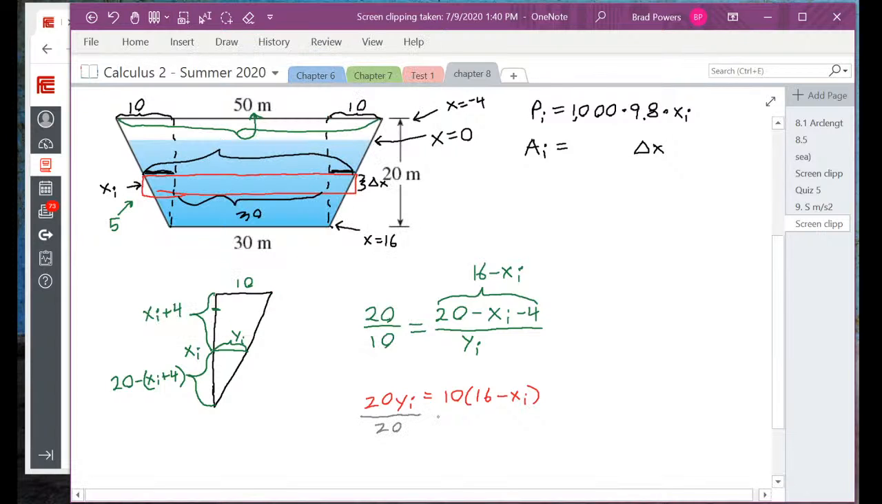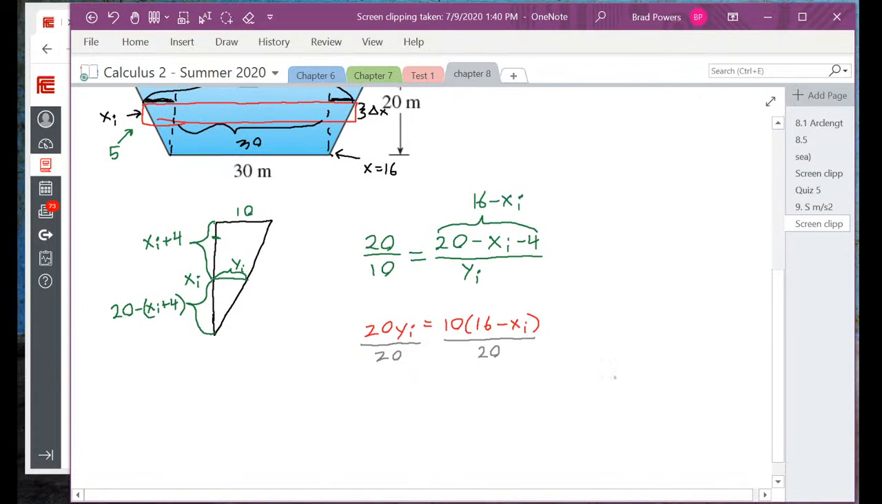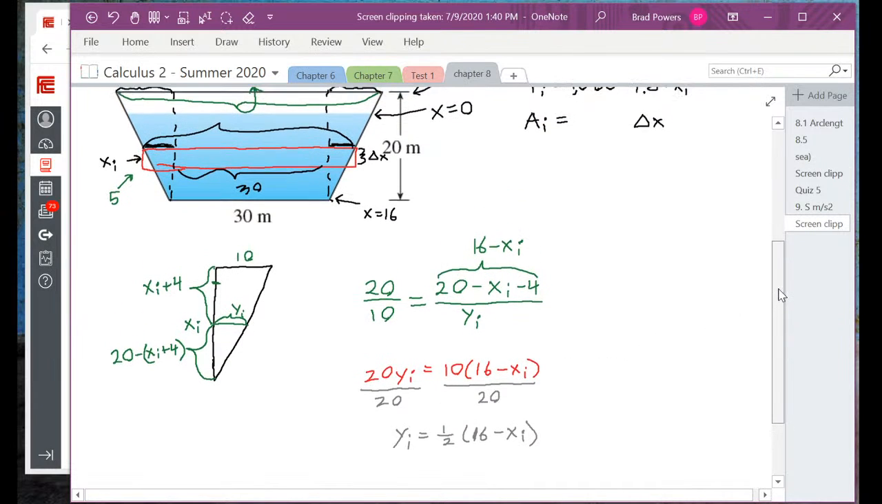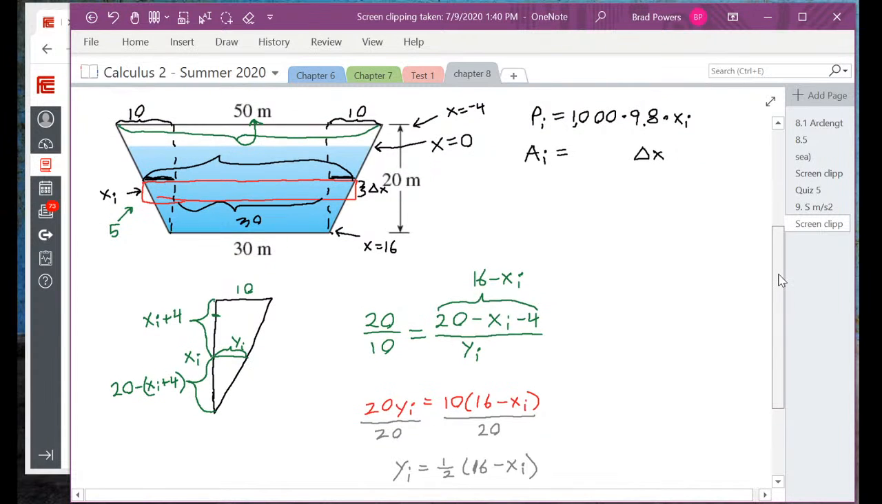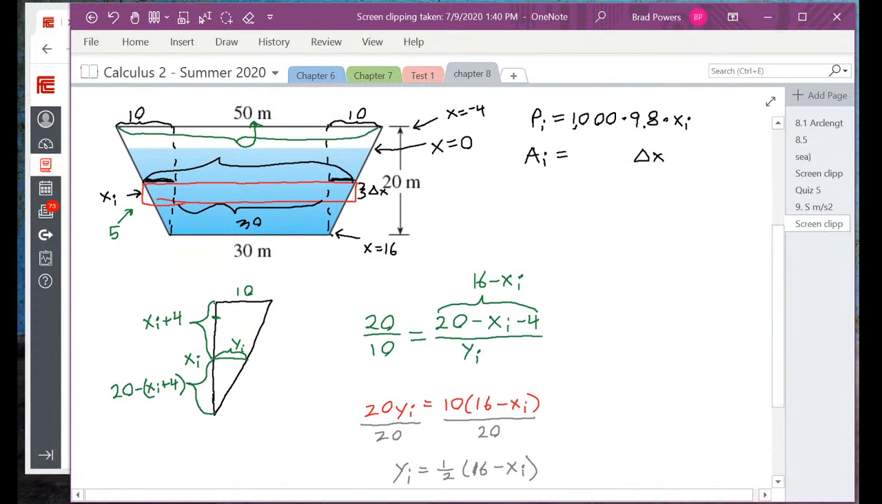Divide by 20. And we get y sub I is, let's just say, 1/2 of 16 minus x sub I. Beautiful. And I love the 1/2 actually, because remember what we said, our distance is actually going to be 30 plus 2 of these. That's our distance. That's what needs to go here.